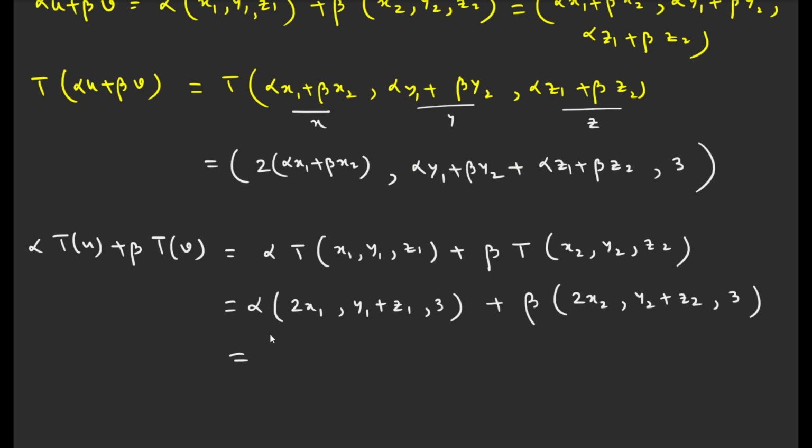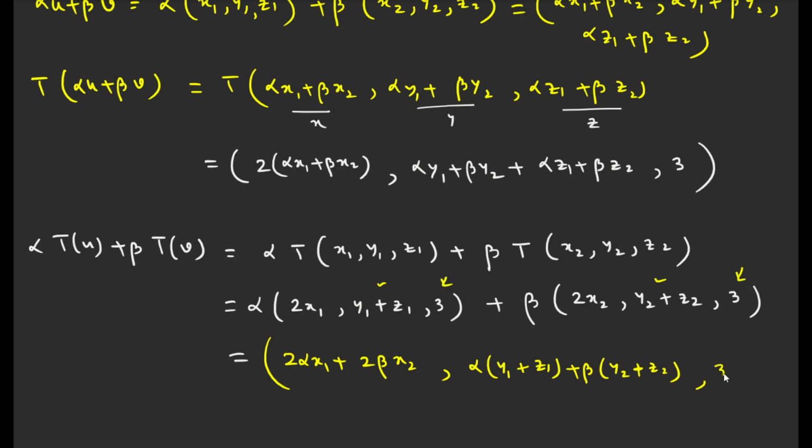Now if you combine them, what is the first element? It will be 2 alpha x1 plus 2 beta x2. Then the second element will be alpha into y1 plus z1 plus beta into y2 plus z2. What is the third element? Here you see 3, here you see 3. So it will be 3 alpha plus 3 beta.